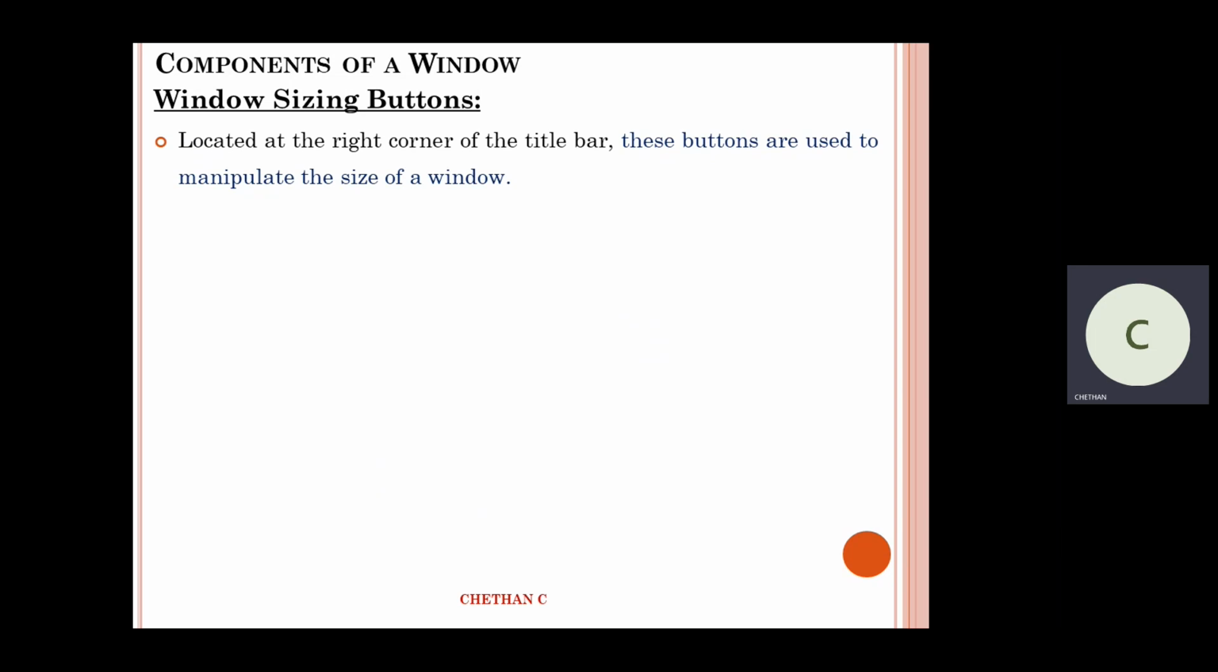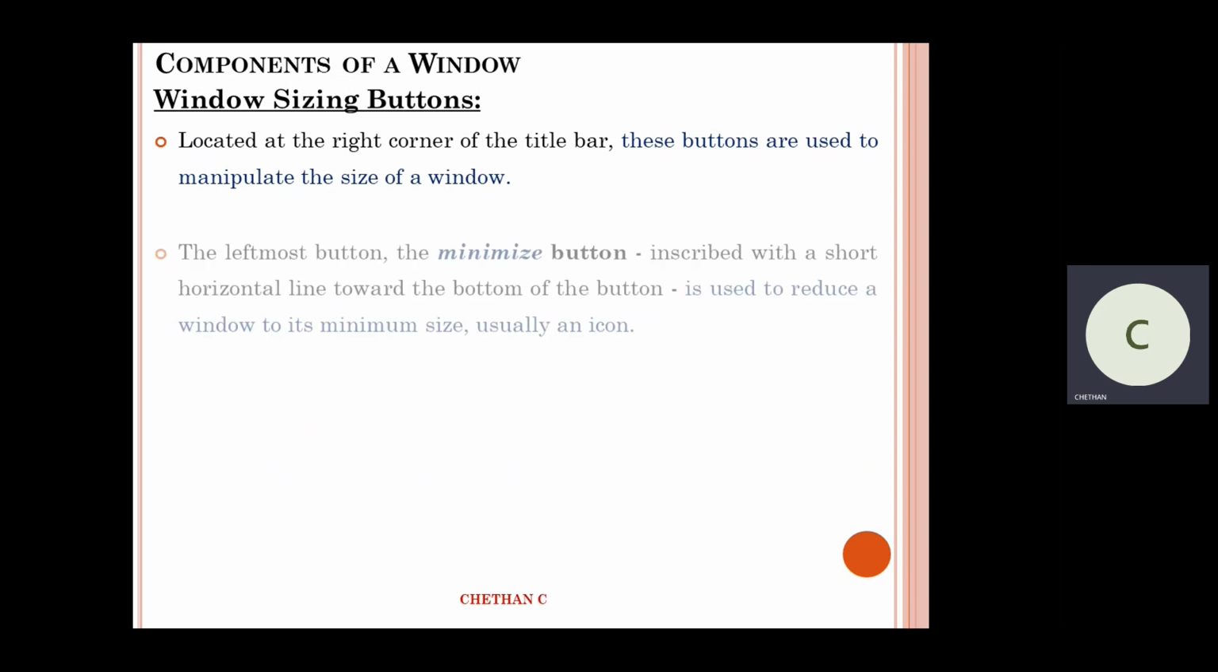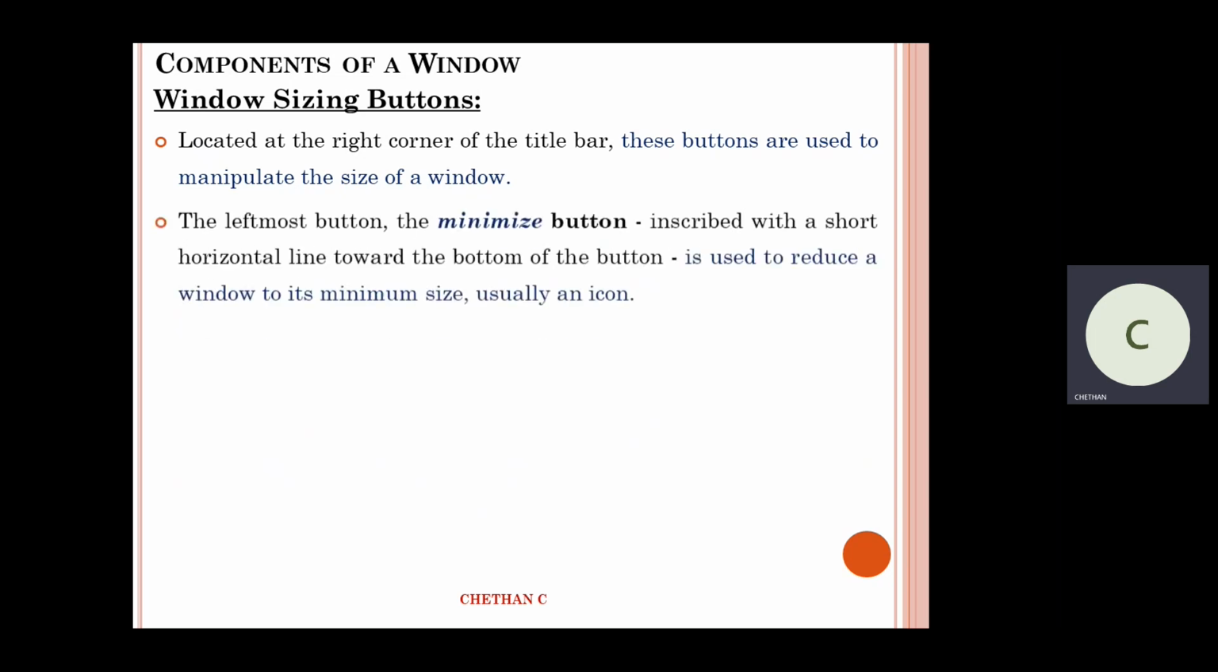The next thing is the window sizing buttons: minimize, maximize, close. They are located at the right corner of a title bar. These buttons are used to manipulate the window size. The leftmost button is minimize. It is not going to change because it comes with default minimize. So what does it do? It reduces the window to a very small size.